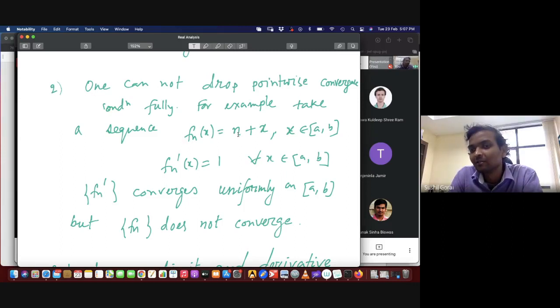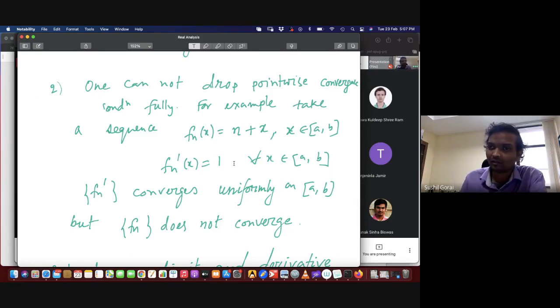So this was the example, the first question. See, f_n(x) is x plus n, right? Now, does this converge even pointwise? No, sir. This does not converge, but the derivative is always one for all n, right? The derivative is always one, so it converges uniformly, right?